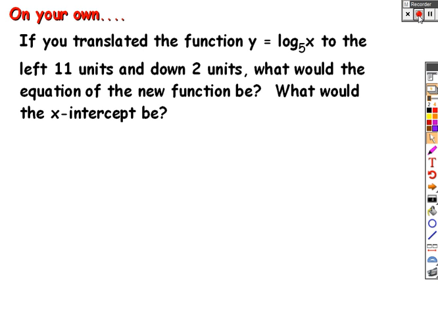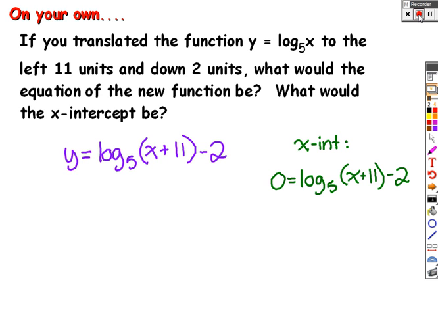So let's wrap this up with one last check. Give this example a try on your own, and then I will reveal the answers. So pause the video, and then check your answers. So here's the new graph. Adding 11 attached to the x in the argument would move things 11 to the left. The 2 outside of the argument, that's not attached to the log, would move things 2 down.